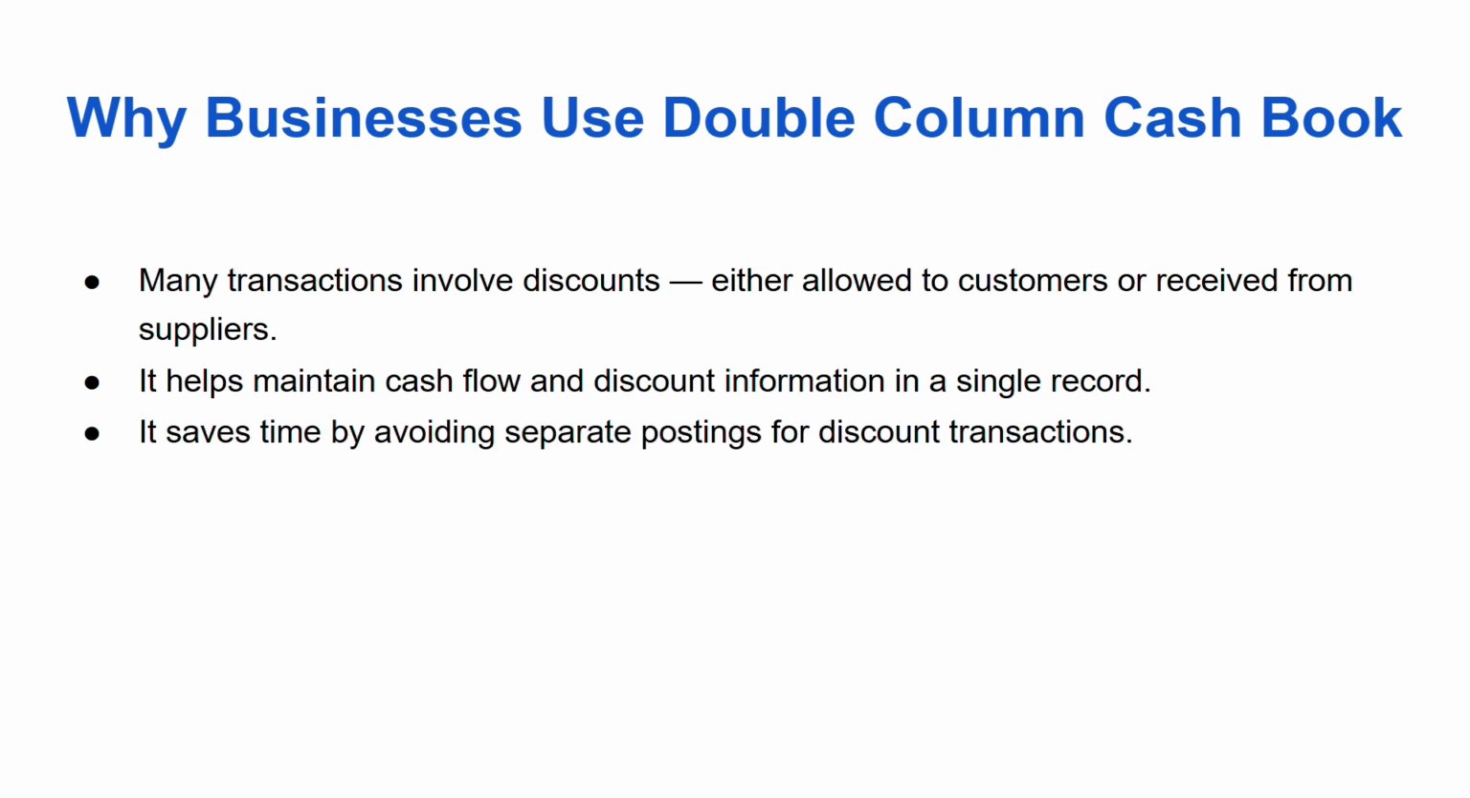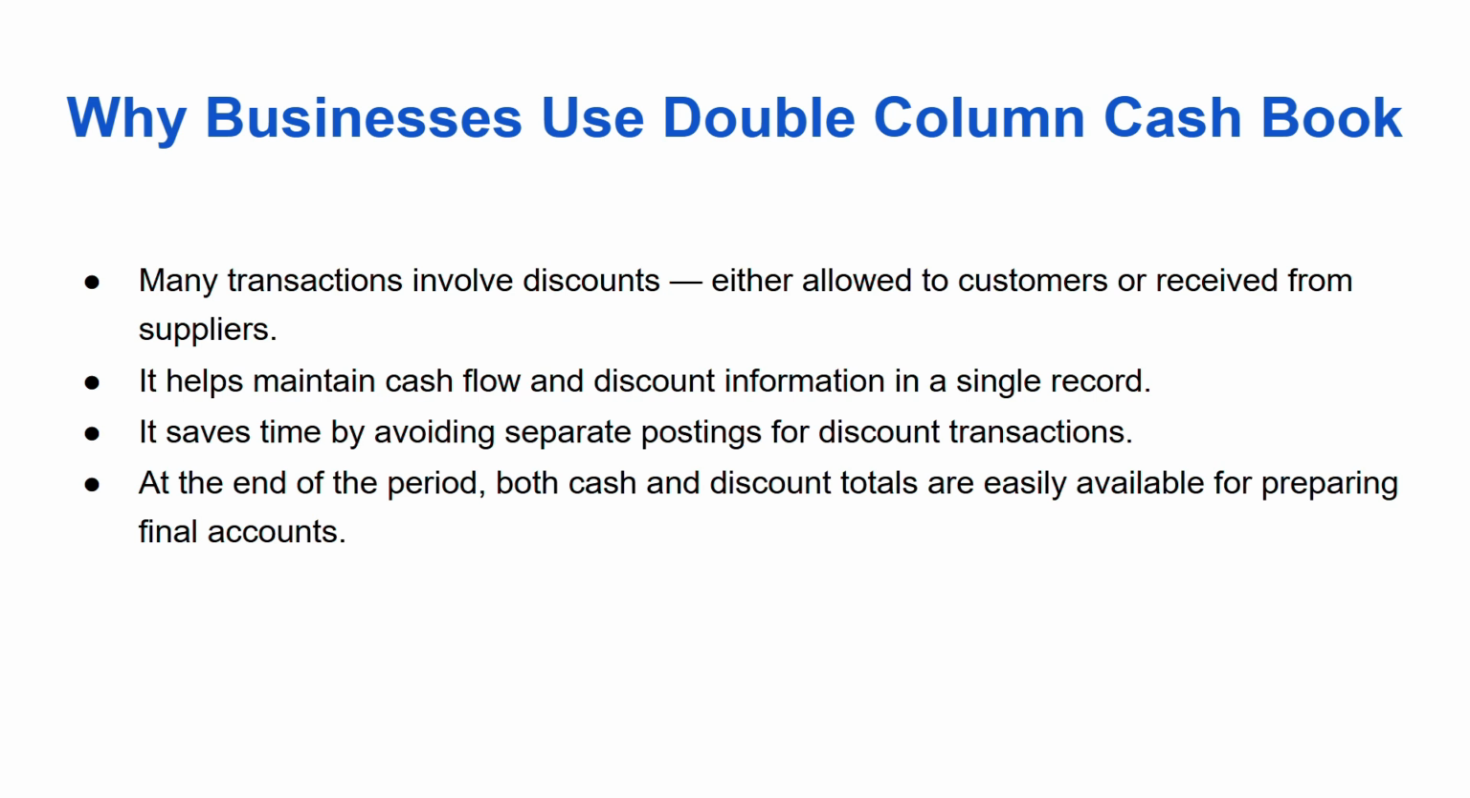It saves time by avoiding separate postings for discount transactions. In a single column cash book, if a transaction involves discount, we would have to record the cash part in the cash book and then go to the journal or a separate discount book to record the discount part. But in the double column cash book, both the cash amount and the discount amount are recorded at the same time, side by side. This means fewer entries, less manual work, and faster recording of transactions, which is especially useful in businesses with a large number of daily transactions.